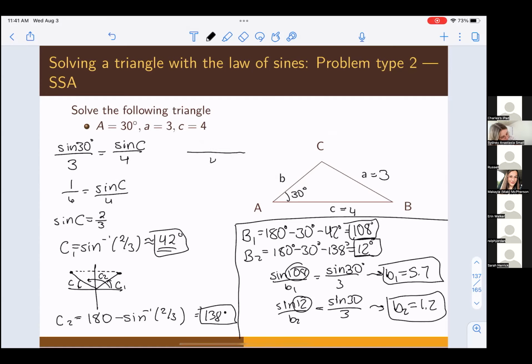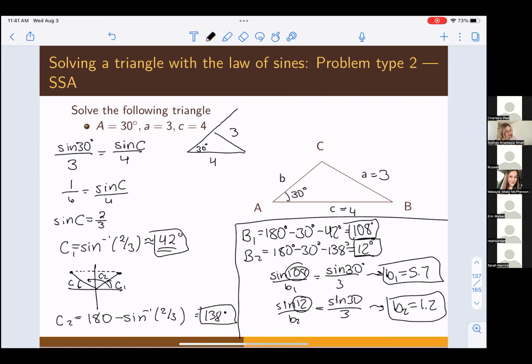So I know that no matter what, C is equal to 4. A is going to be equal to 3. And this angle here, and I'm going to draw this line really long, is equal to 30 degrees.